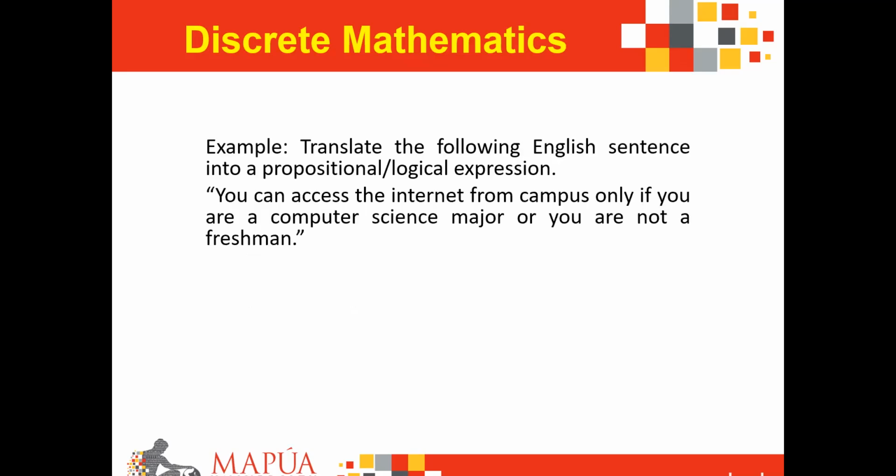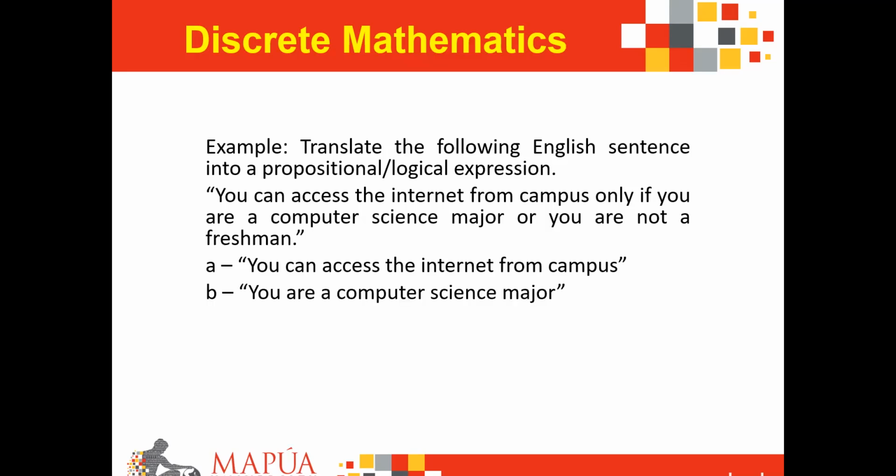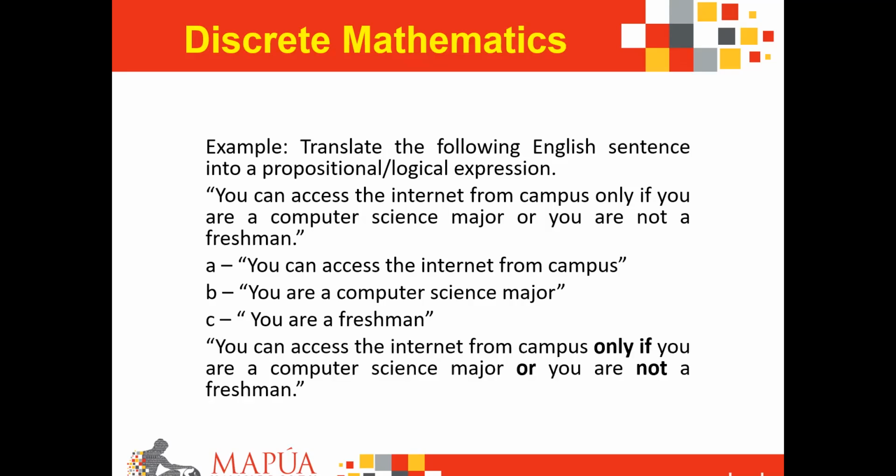Let's translate this other example. You can access the internet from campus only if you are a freshman, a computer science major, or you are not a freshman. So I denoted A to be you can access the internet from campus, B, you are a computer science major, and C, you are a freshman. Therefore, according to the statement, I've highlighted the corresponding keywords associated with your connectives. Therefore, you'd end up with this corresponding expression. And I place a parenthesis showing that these connectives eventually are performed first.